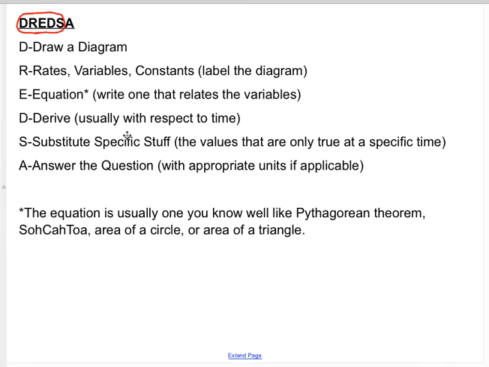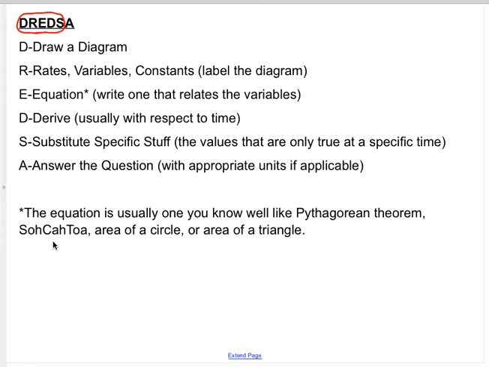So D is draw a diagram. Sometimes there's a diagram given, but if there's not, it's often helpful to visualize what's happening. R is rates, variables, and constants. You want to label those values on the diagram. Equation is E. You want to write one that relates the variables. And so just notice down here there's an asterisk. The equation is usually one you know, like Pythagorean theorem or the area of a circle or the area of a triangle or SOHCAHTOA. It's very frequently something you know.